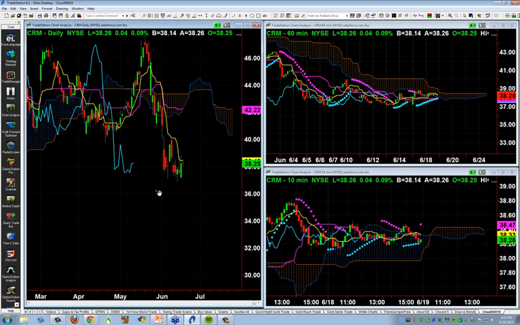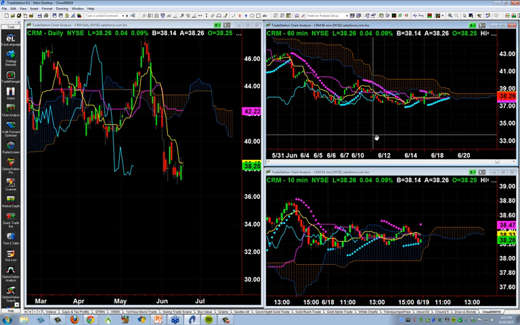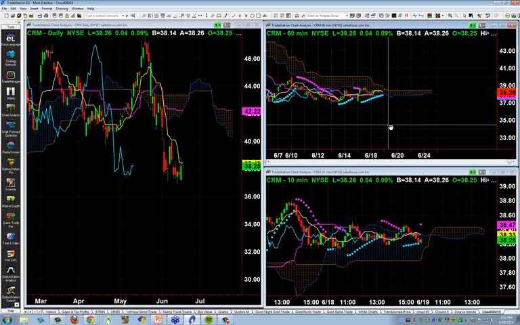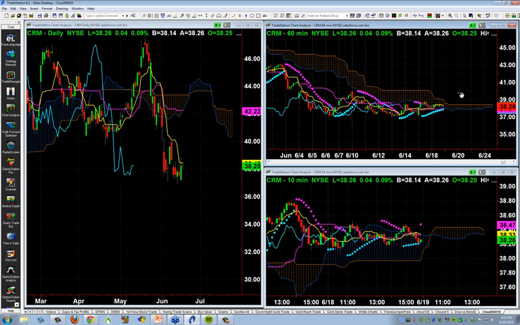CRM's a good solid short. Price action below the cloud. Lagging line below the cloud. 60 minutes is a short. Wait for the 10-minute to confirm. But overall, you could short CRM at 38.26 and probably use 39.5 as a stop, and you'd be okay.